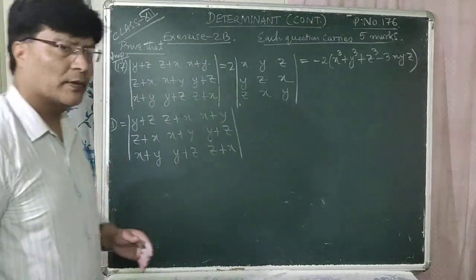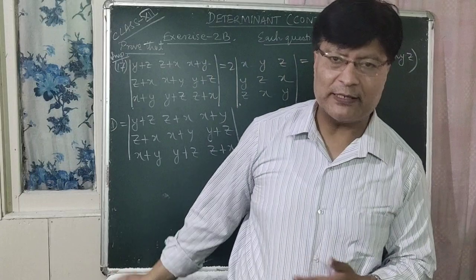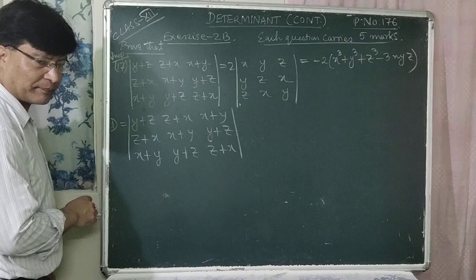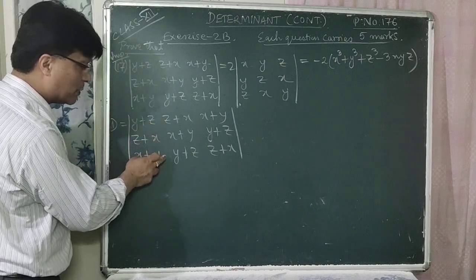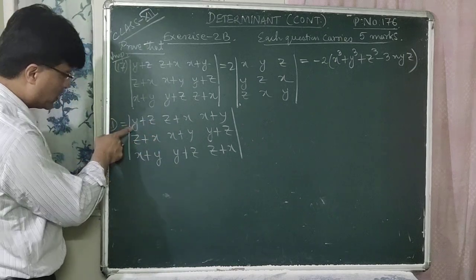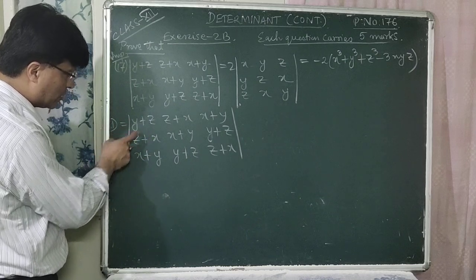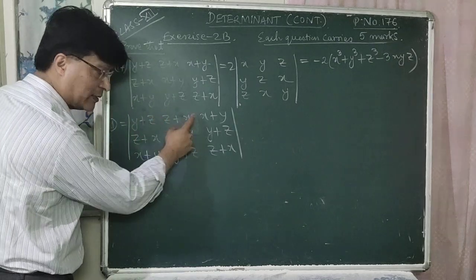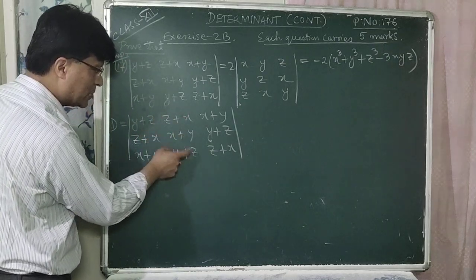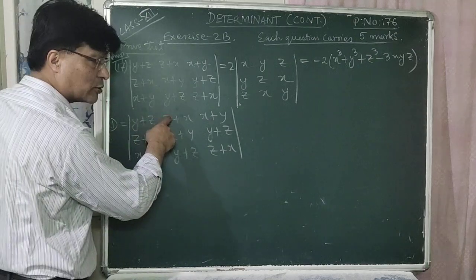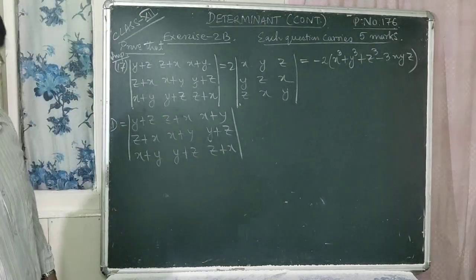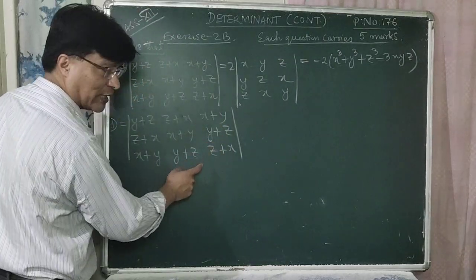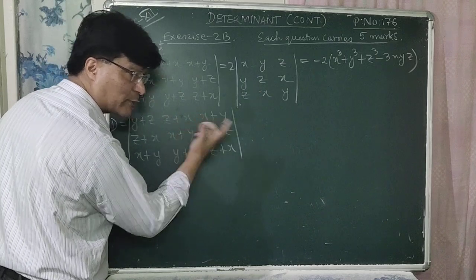So now, which property will we use to simplify it now? So if you do R1 plus R2 plus R3, let's see what happens. X plus x 2x, y plus y 2y, plus 2z. 2x plus 2y plus 2z, that is 2 is taken common here. These are also added. X plus x 2x, y plus y 2y, z plus z 2z. So this is also 2 is common there. So within bracket x plus y plus z. Okay. In the third column also x plus x 2x, y plus y 2y, z plus z 2z. So 2 is taken common here. So within bracket x plus y plus z.